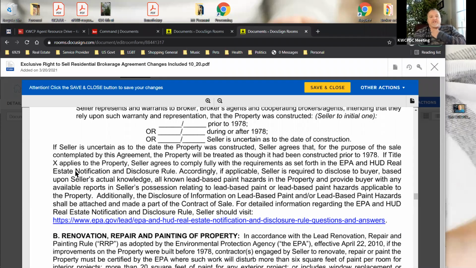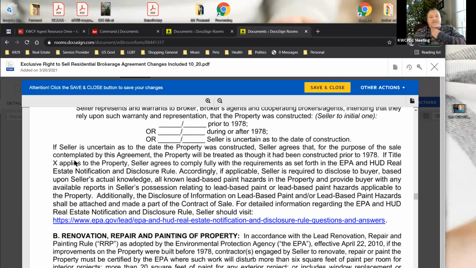All right, if the seller is uncertain as to the date of the property construction, seller agrees that for the purpose of the sale contemplated by this agreement, the property will be treated as though it had been constructed before 1978. So if it does get checked here that the seller is uncertain about when the property was constructed, the fact that it's checked here is equal to the fact that it was constructed before 1978.